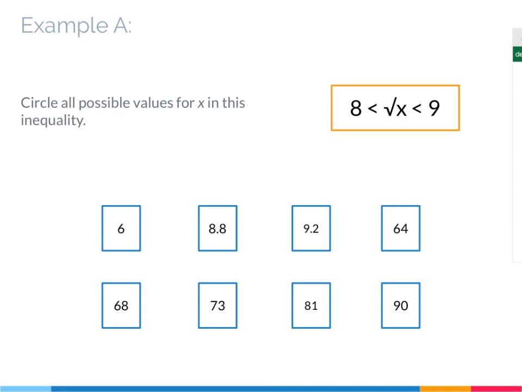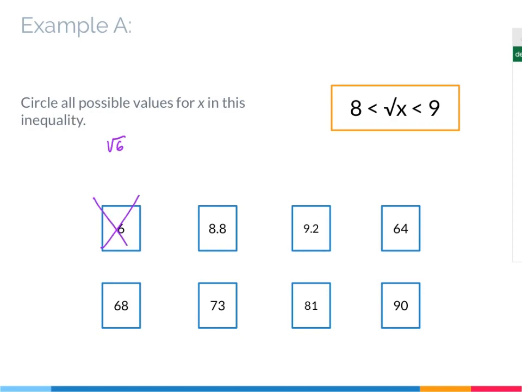So here we are at example A, and it says circle all the possible values for x in this inequality. So we've got 8 is less than the square root of x is less than the square root of 9. So we've got a bunch of choices there. We're going to be plugging them in for that x and figuring out which one makes the statement true. The first thing that we have there, we can eliminate some things without using our calculator. So for example, we have the square root of 6. We need to figure out, is the square root of 6 going to be between the numbers 8 and 9? We automatically know that when we take the square root of 6, we're going to be making it smaller. So if we're going to be making it smaller, it's definitely not going to fit between two numbers that are bigger than it, 8 and 9. So we can go ahead and eliminate that.